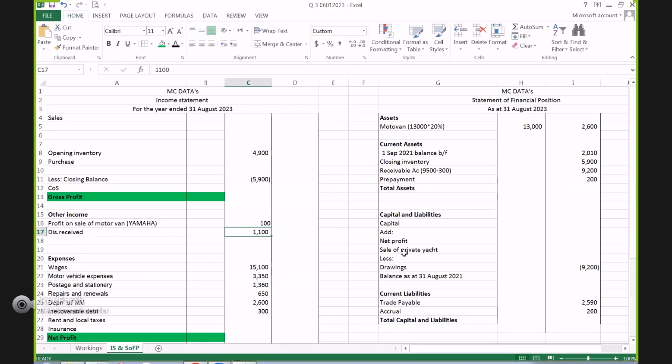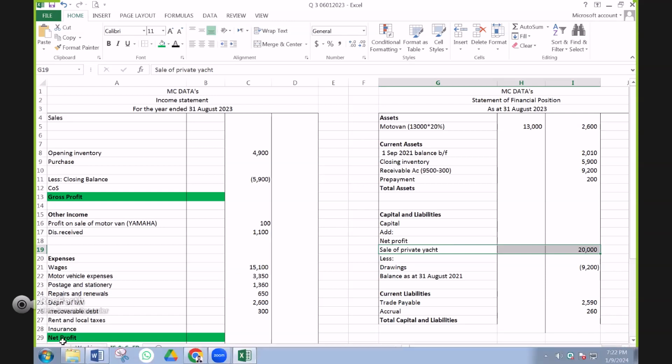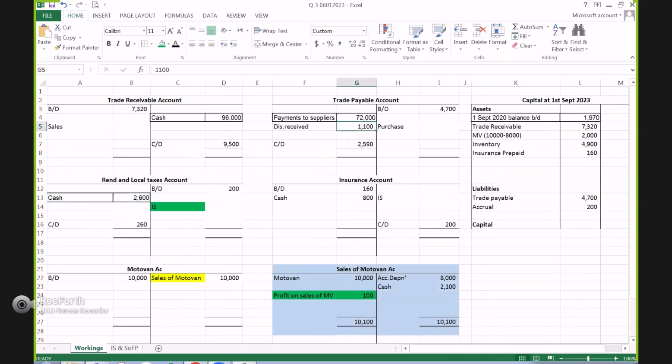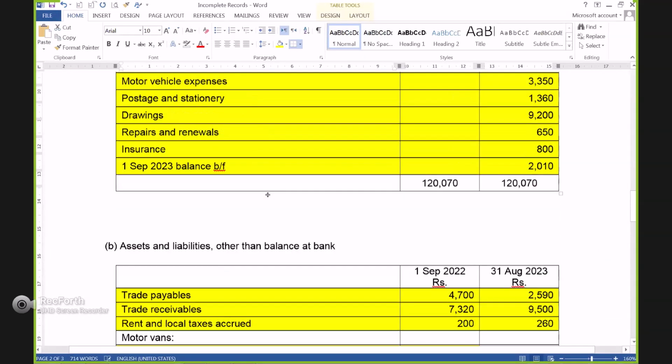This is the sales of private yacht. So it is other income. It is added in the capital because it is a private yacht. So sales of private yacht means it is added with the capital, 20,000. Okay, sales of private yacht added with the capital at the end of the financial year. That is also done. So almost done.